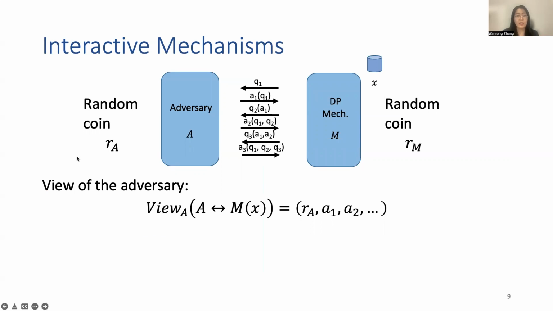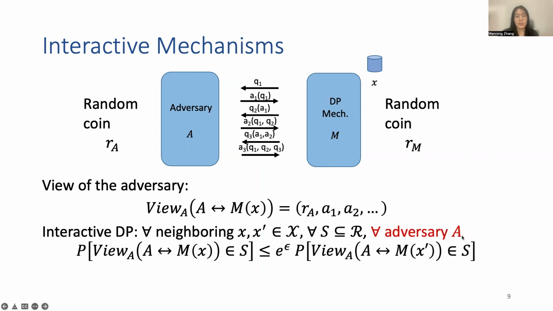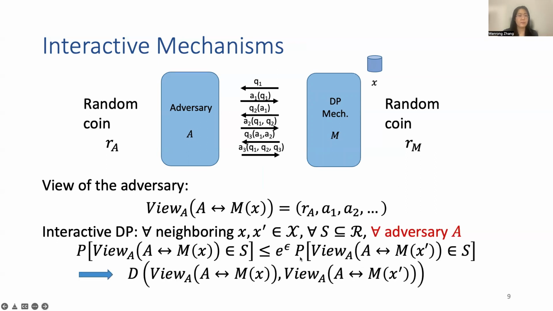And here we only care about the view of the adversary. So it consists of all the messages the adversary received in the protocol. And with this notation, interactive DP is defined by asking for the views of an adversary on any neighboring datasets to satisfy the same absolute closeness notion as before. And again, this closeness notion can be generalized to other closeness measures.